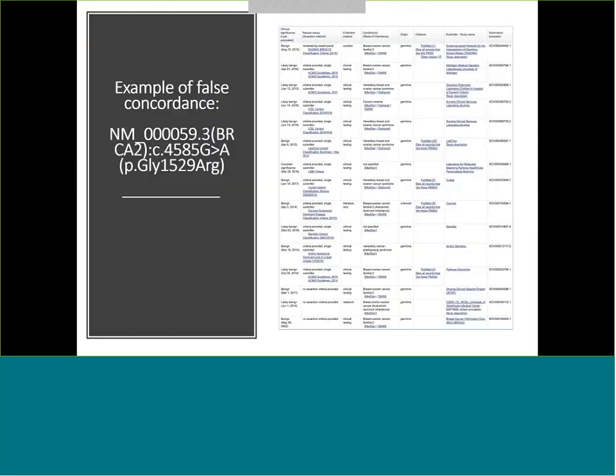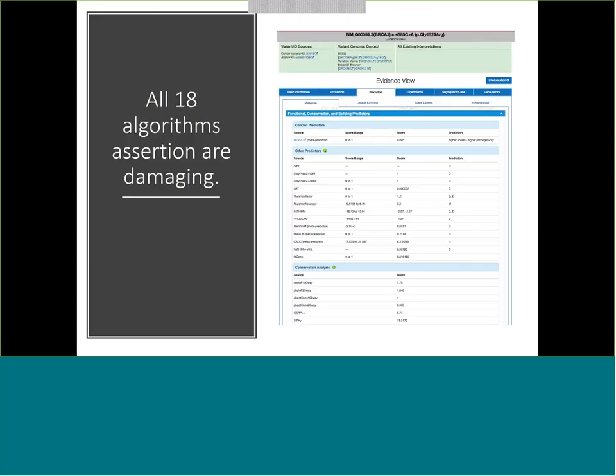Jenny, can you go to the next slide? So this is an example of false concordance. This is a benign variant, benign in the sense that you can see it's in ClinGen. There are several assertions of benign or likely benign or uncertain significance, but mostly benign or likely benign by several different laboratories.